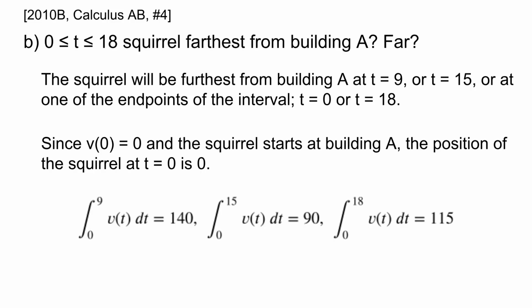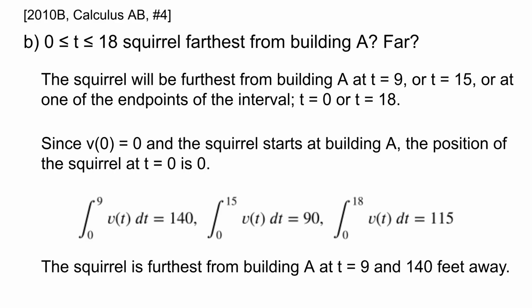And we can find the position of the squirrel at the other values by evaluating definite integrals. The integral from 0 to 9 of v of t dt using the graph is 140. The integral from 0 to 15 of v of t dt is 90. And the integral from 0 to 18 of v of t dt is 115. So the squirrel is furthest from building A at t equals 9 when it is 140 units away.